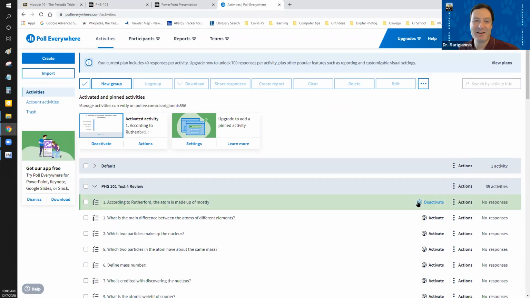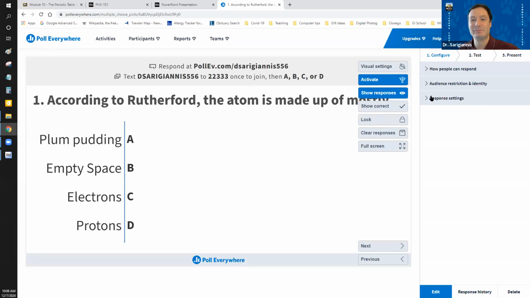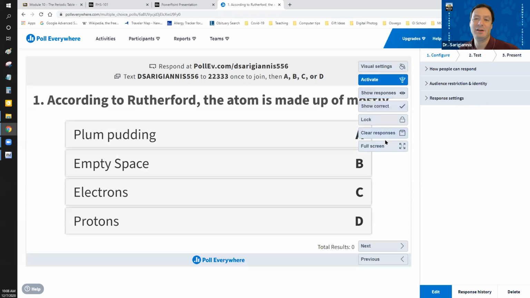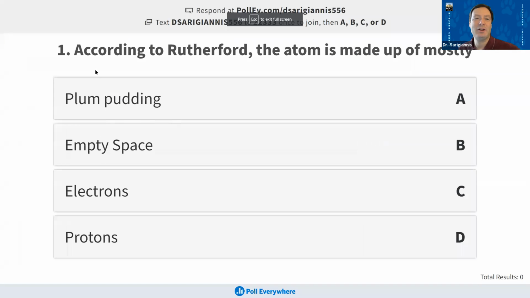Let me see here. How do I get to full screen here? Why is this not working? There it goes. All right, so what I did is I activated this. Let me just put this full screen. So Rutherford, oh yeah, here it is, up here at the top.